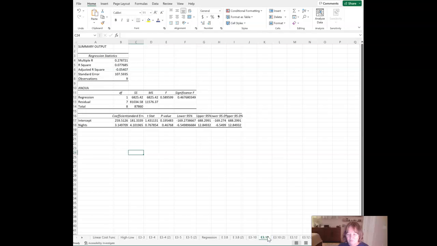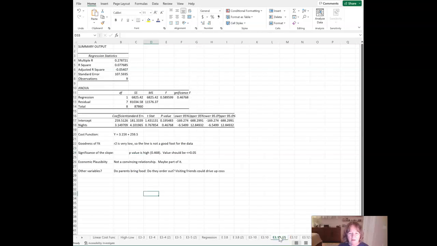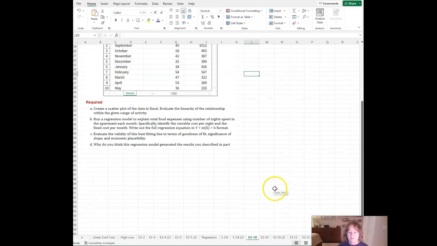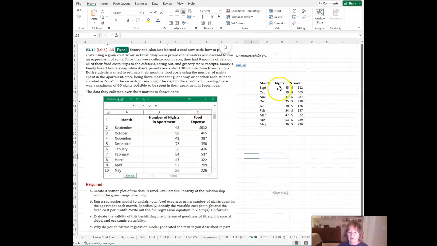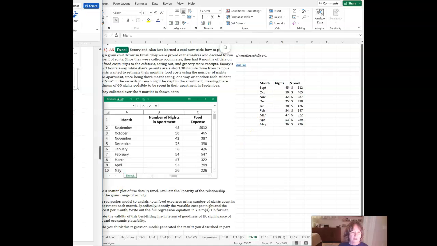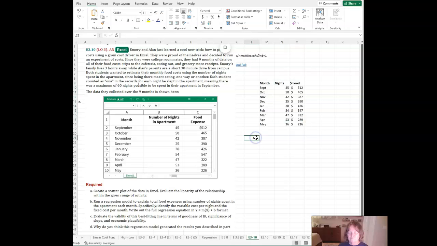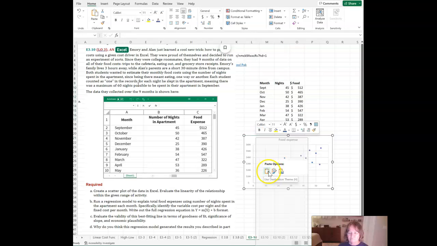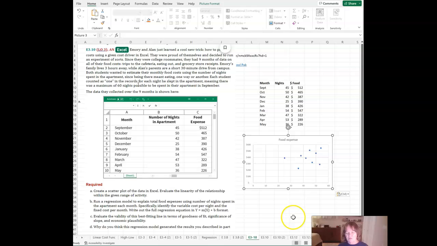So, wait a minute, where's my scatter plot? Let's just look at it really quick. It didn't come up, but I have one here. There it is. That's what the scatter plot looks like.